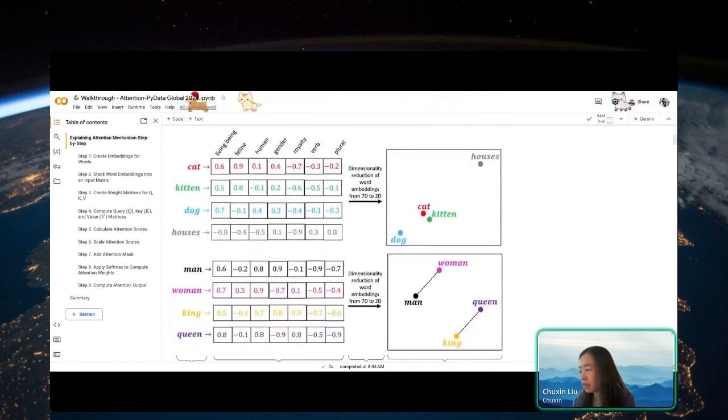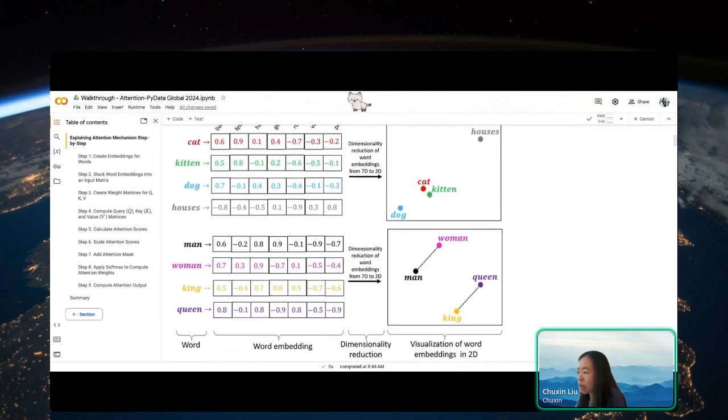Here are some more visualizations. You can see that in the first graph, cats and kittens are closer in the vector space because they have a similar meaning. In the second visualization, man and woman, and queen and king, we can see that the differences between them are also similar because the distance between them represents the gender.